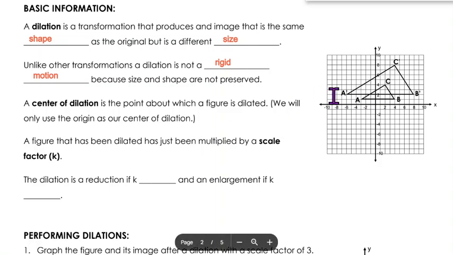All right, a dilation is a reduction, meaning it gets smaller, if your scale factor is less than 1. And it gets bigger, an enlargement, if k is greater than 1. So if your scale factor is less than 1, it gets smaller. If your scale factor is larger than 1, it gets bigger. If your scale factor is 1, it stays the same. So less than 1, smaller; bigger than 1, bigger. Okay? All right, let's keep going.